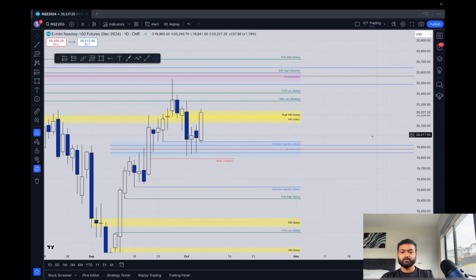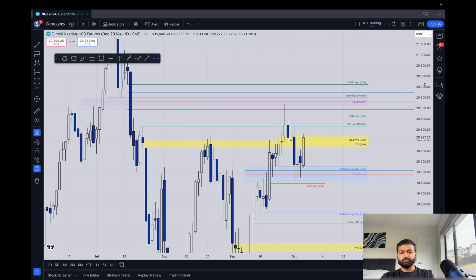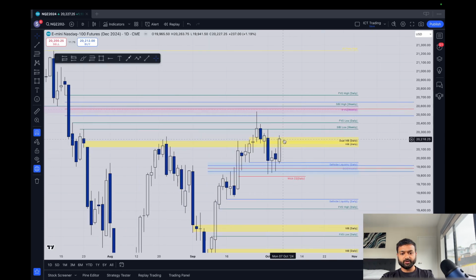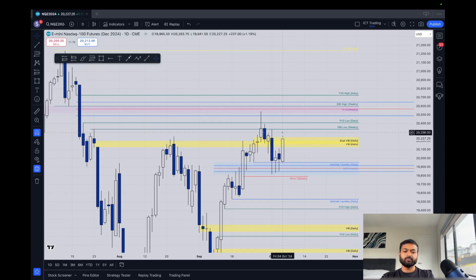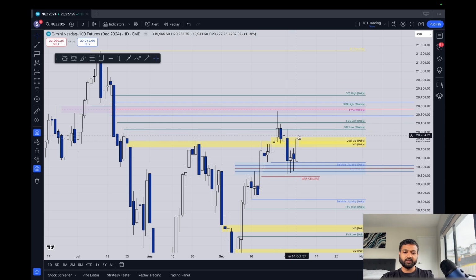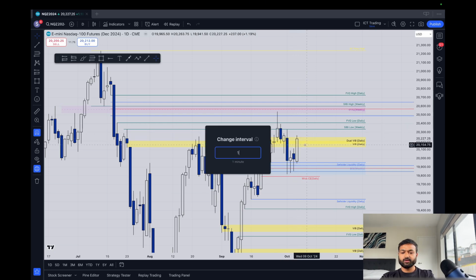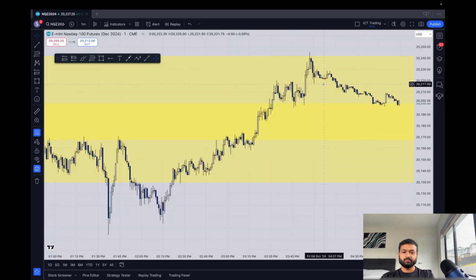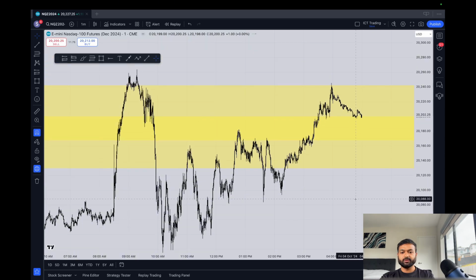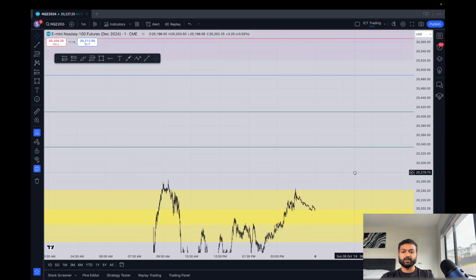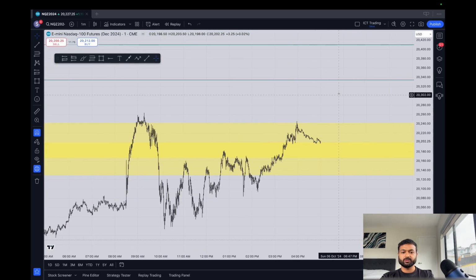So I do have a lot of levels marked up, but because it's the higher time frame, when I go down to a lower time frame, it's not as easy. You won't see these show up all the time. If I go to 1 minute, we'll just be in that, but the next level will be here, which is a really large range.